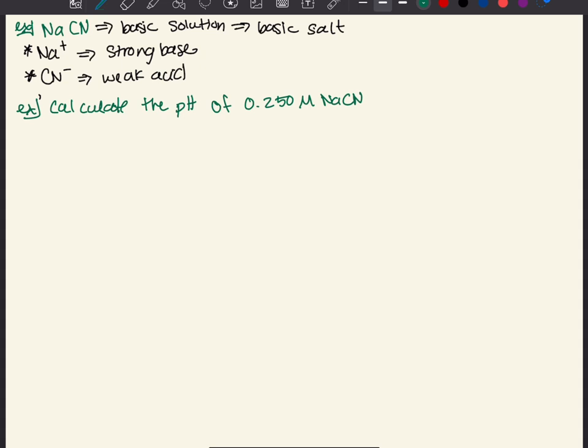So if I go to the reference tables, I can find that the pKa for hydrocyanic acid is 9.21. Now I want to be very clear about this. We don't have hydrocyanic acid in solution. What we have is cyanide. And when cyanide is around water, it is not going to react into something that will completely dissociate, because it's going to react to form hydrocyanic acid plus hydroxide.